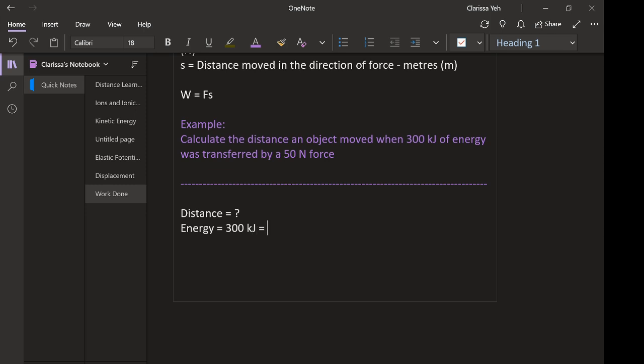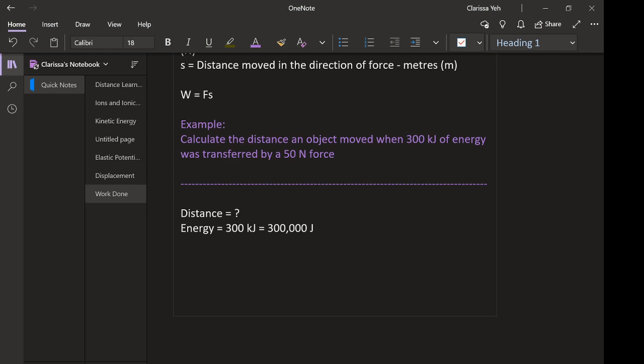But remember, I need energy in joules. That's the standard unit that has to go into all formulas. Energy needs to be in regular joules. Because it's 300 kilojoules, I just times it by 1,000. Kilo means 1,000. Think back to maths. So I have 300,000 regular joules, just like how there's 2,000 meters in 2 kilometers.